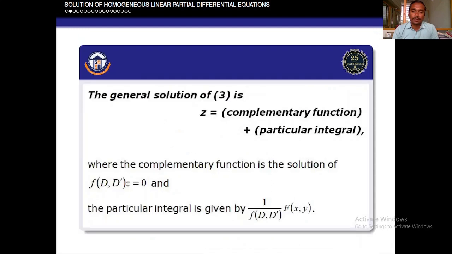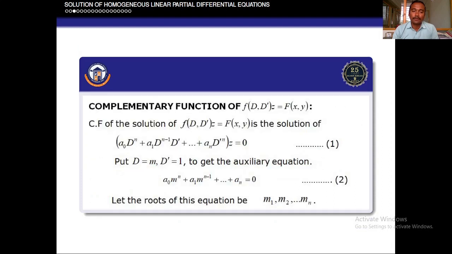The complete solution of the above equation is given as z equal to complementary function plus particular integral, where the complementary function is the solution of the equation f of D comma D' of z equal to 0, and the particular integral is given by 1 by f of D comma D' into f of x comma y. Now see the procedure for evaluating the complementary function.